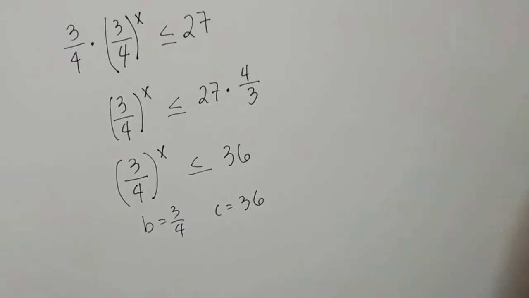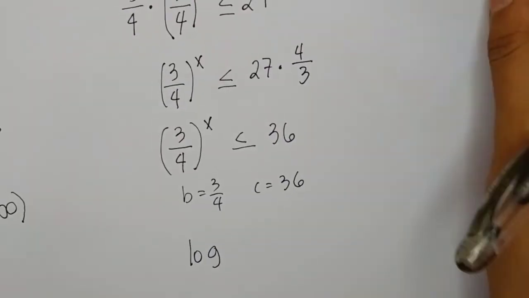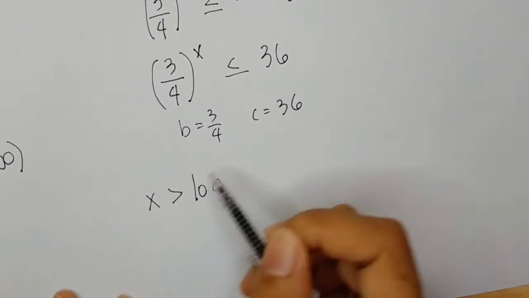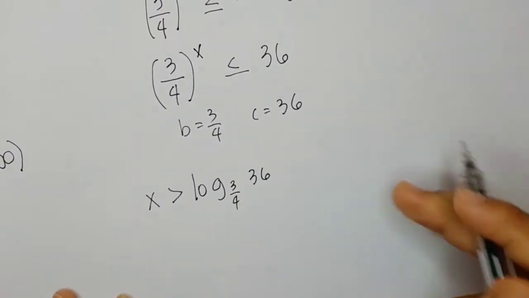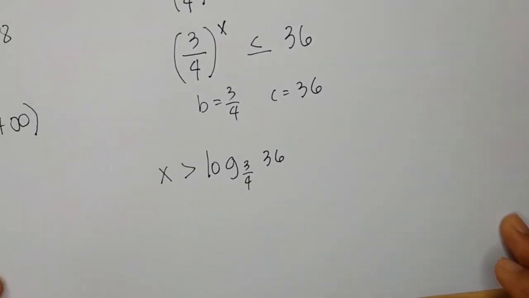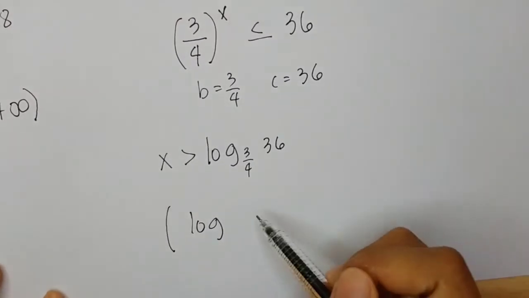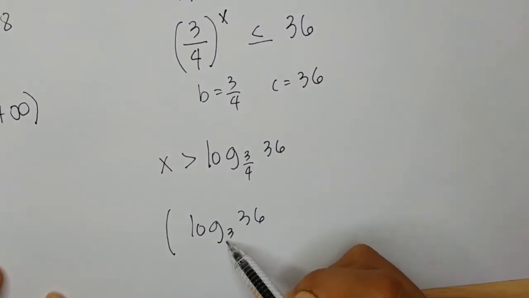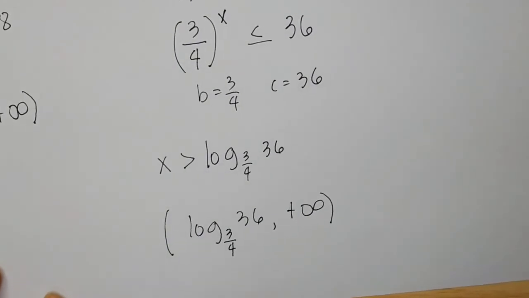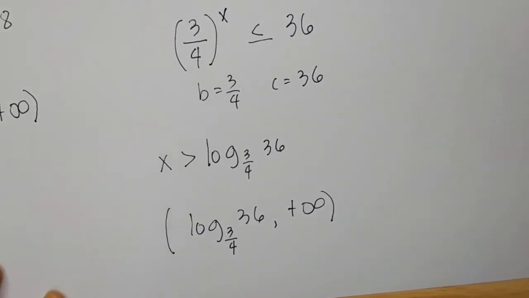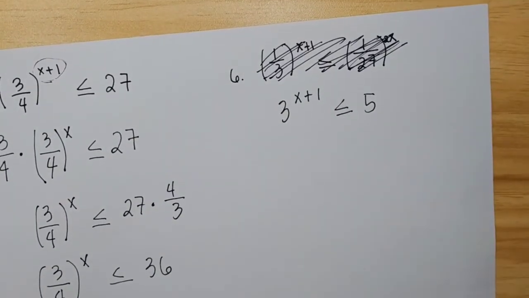So, we have here x natin is greater than log, ano yung c, 36, to the base b natin, that is 3/4. So, greater than tayo, that means yung solution natin is from log 36 to the base of 3/4, going siya sa positive infinity. So, yan yung sa example. Okay.